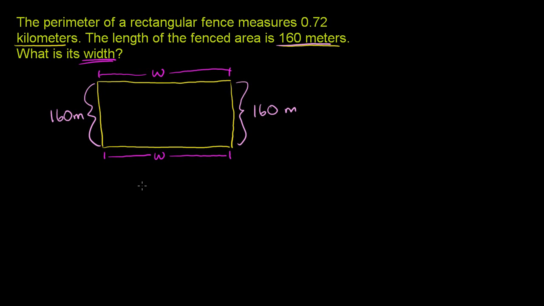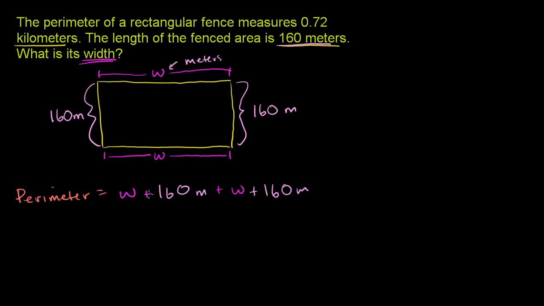Now, what is the perimeter of the fence? The perimeter is the sum of this length plus this length plus that length plus that length. So the perimeter, let me write it in orange, is going to be equal to W, the width, plus 160 meters, plus the width, plus 160 meters. And let's assume W is in meters. So it's W, that is in meters.